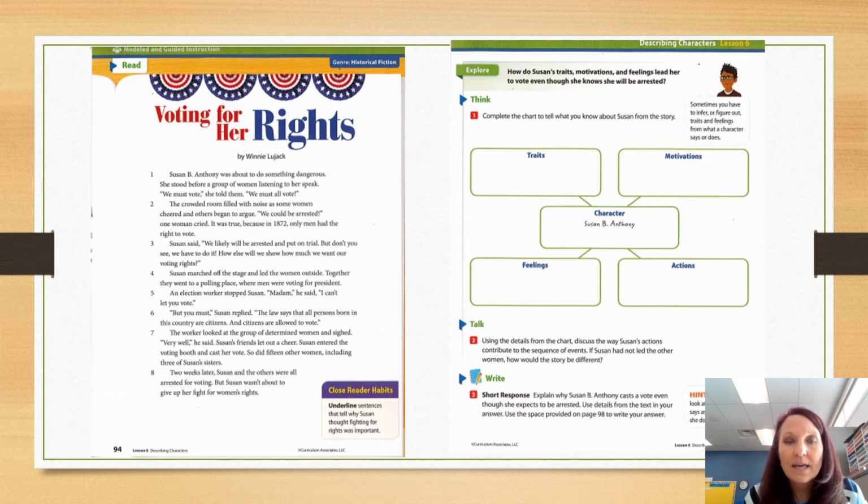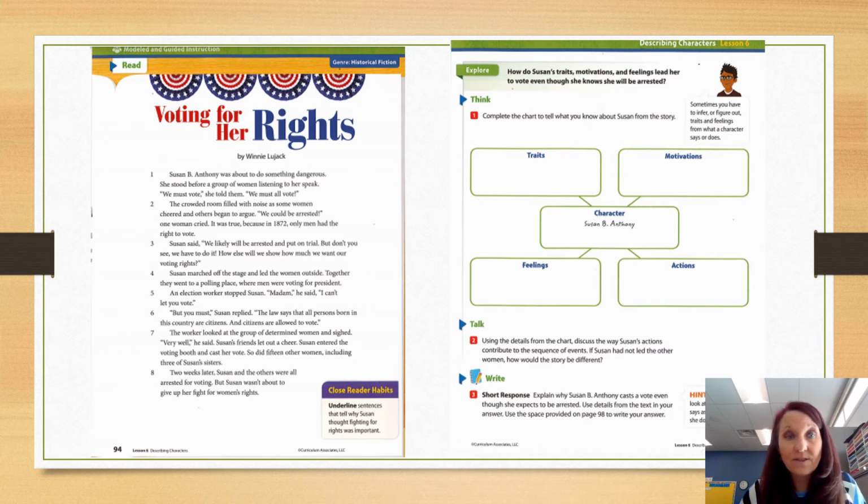Those are traits. Then we're going to look for details in the text that describe the motivation of the character. Remember, a motivation is what makes somebody do something, the reasons why they're doing something. And then we're going to look for feelings that Susan B. Anthony might be feeling while all of this is going on. And then the actions, those are the things that she actually does. So we're going to look for evidence in the text. So again, pause the video, read the story, and then we're going to read together to look for the evidence for the chart.